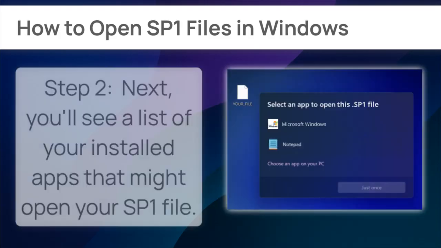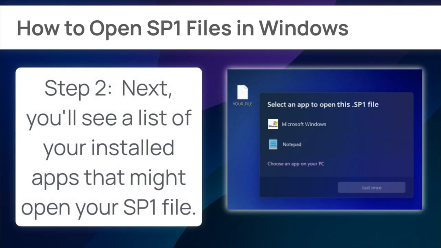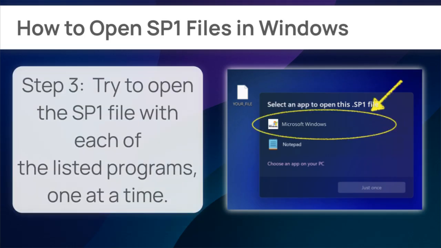Right-click your SP1 file and click Open With. If Microsoft Windows is an option, try it. If it fails, select another program. We must find the right software association.